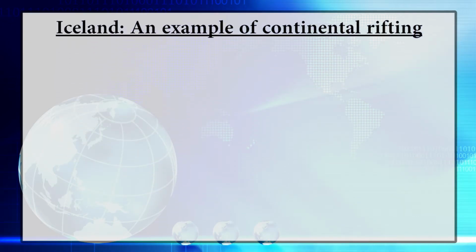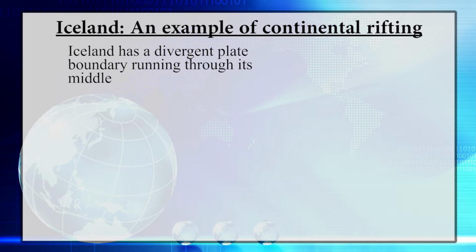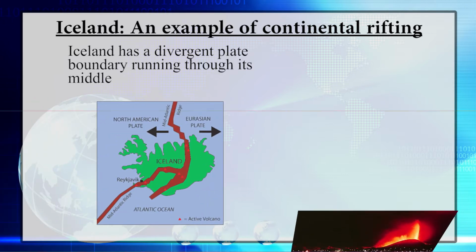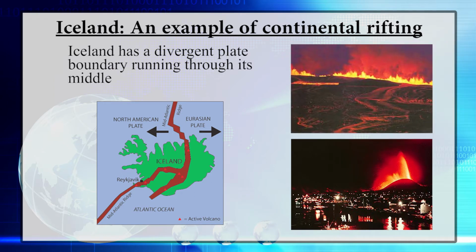And Iceland is the perfect example of that rifting. Iceland has a divergent plate boundary running through its middle, and on the one side, that is the North American plate, and on the other side the Eurasian plate, forming the island.